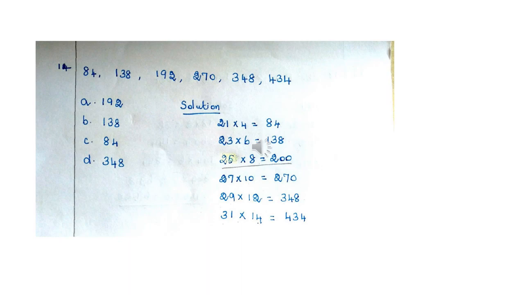14th problem: 84, 138, 192, 270, 342, 434. Solution. How to get 84? 21 into 4 is 84. 23 into 6 is 138. 25 into 8 is 200. 27 into 10 is 270. 29 into 12 is 348. 31 into 14 is 434. The third one, 25 into 8 equals 200. So 192 is the wrong one.